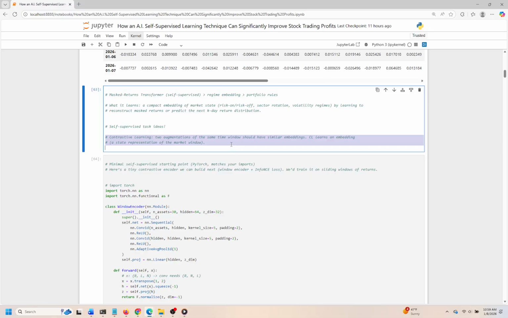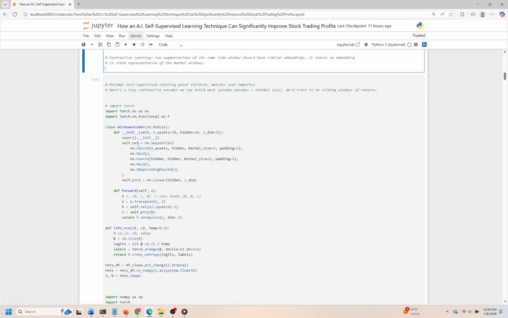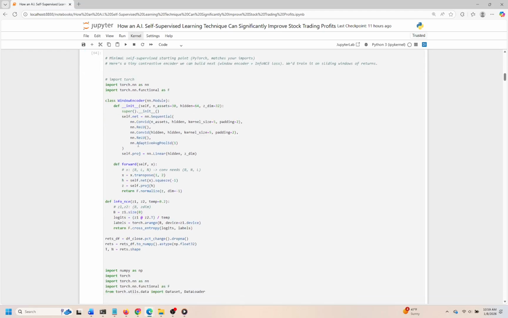compromise the model's generalizability. As we move forward, the next cell is likely to elaborate on the practical implementations of these embeddings in creating effective portfolio rules, harnessing the learned representations to optimize decision-making in financial markets. This promises to deepen our understanding of how these theoretical concepts translate into actionable strategies.